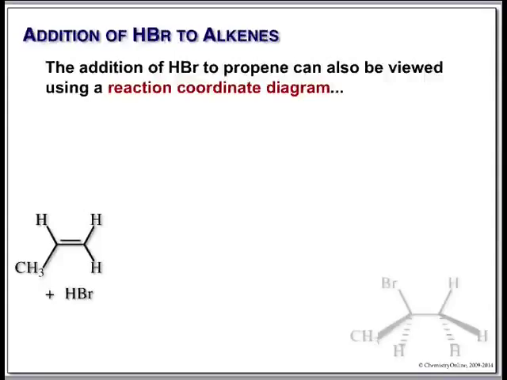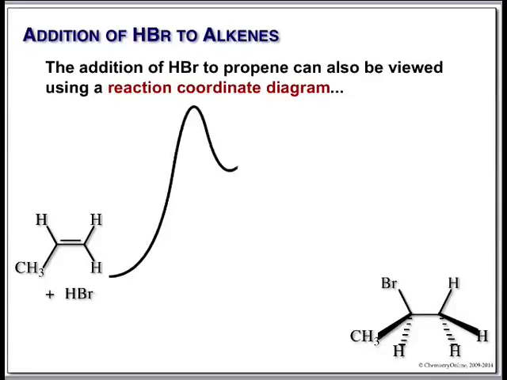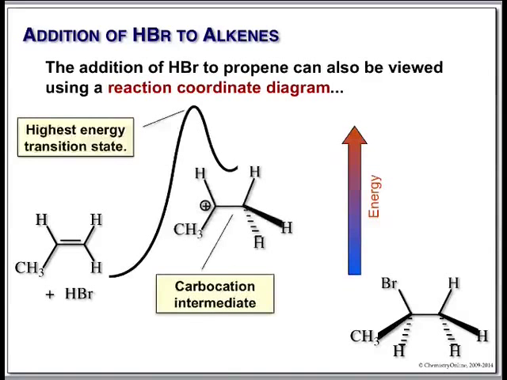All right, let's look at this in terms of a reaction coordinate diagram. Again, we kind of did this last time. We're starting off here with our alkene and with HBr. Our products are over here. This is the 2-bromopropane. As these things begin to react, we go through a transition state. In this transition state, we're going to form this carbocation intermediate.